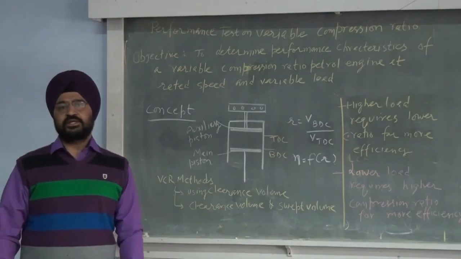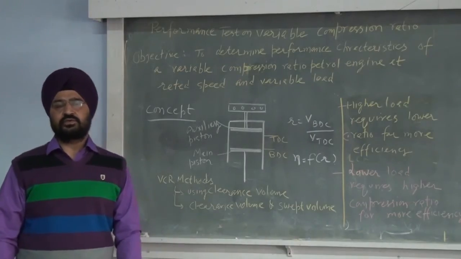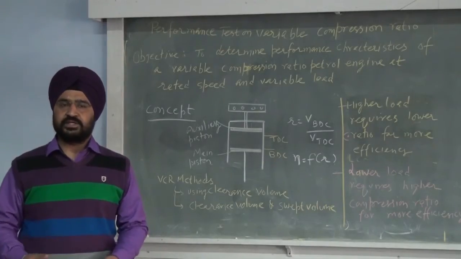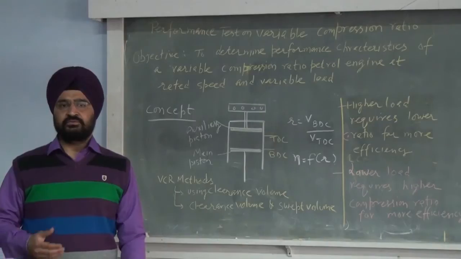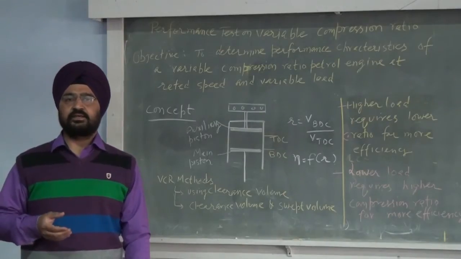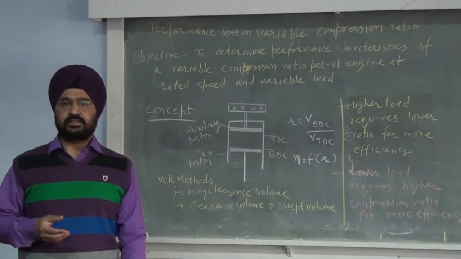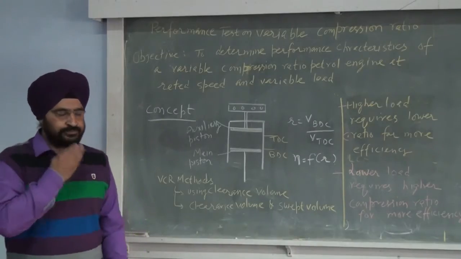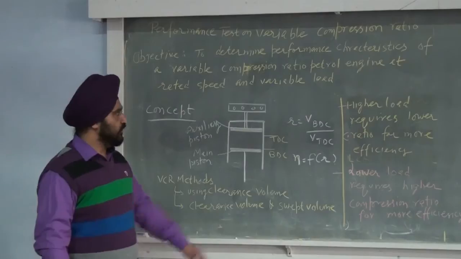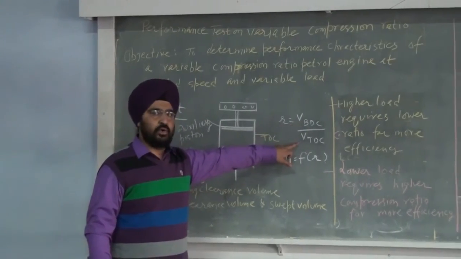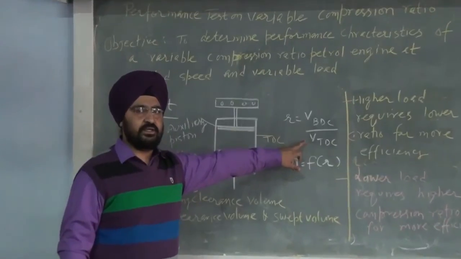So what is a variable compression engine? It is an engine where you vary the compression ratio. What do you mean by compression ratio? Basically, it is the ratio of the volume at the bottom dead center to the volume at the top dead center. That is called the compression ratio.